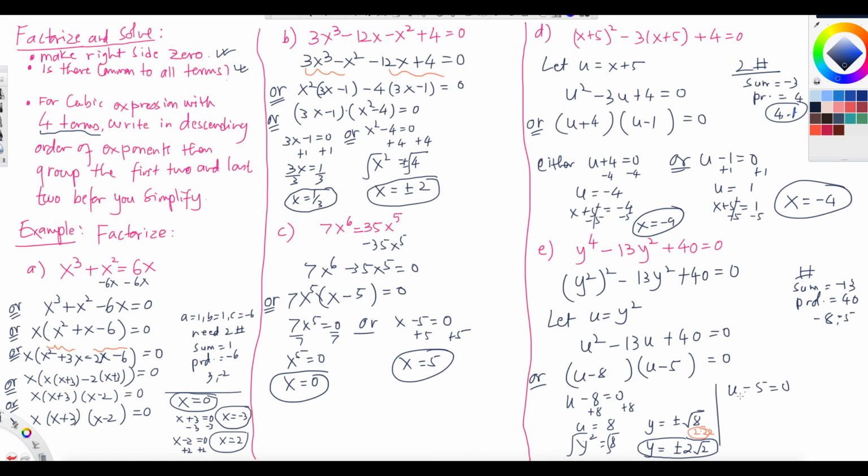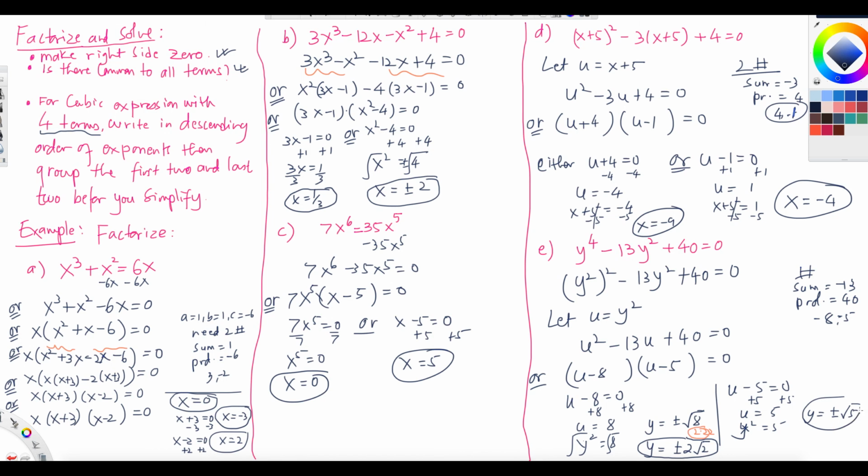And let's do this one. Add 5 on both sides. So u equals 5. So this is same as y square equals 5, right? y square equals 5. So now you take the square root. What do you get? y equals plus minus root 5.